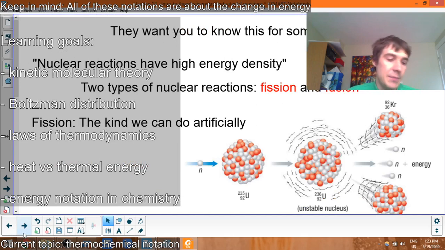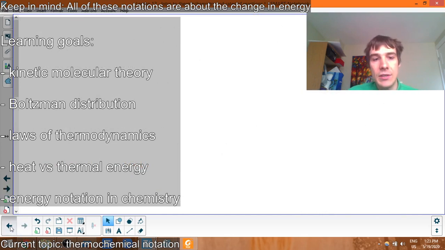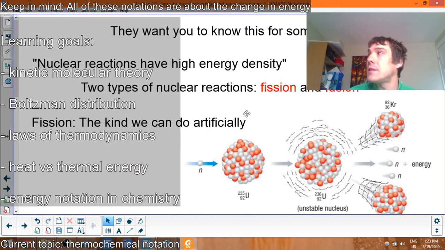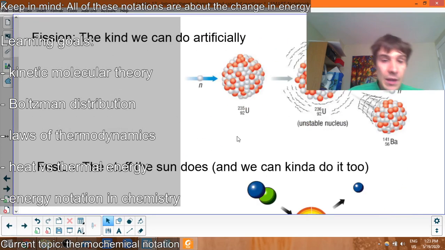And we briefly talked about nuclear reactions. They have this high energy density. Energy density is an important concept.